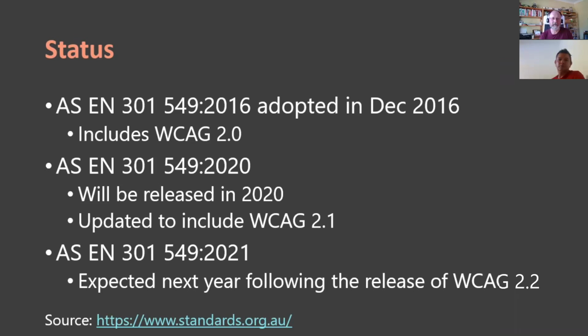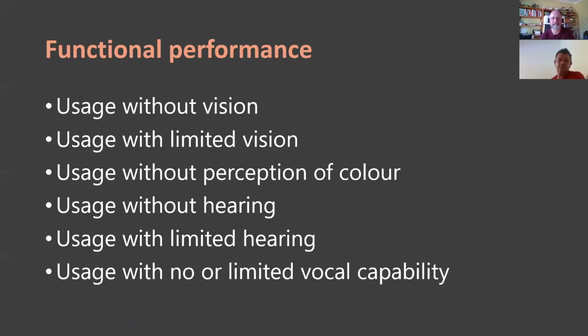We're in the process of releasing a version 2020, which has been updated in Europe to include WCAG 2.1. That should be released at the end of this month or very early in December on the current timeframes that Standards Australia are talking about. And we can expect to see an AS/EN 301-549-2021 here in Australia because Europe is looking at yet another release following the release of WCAG 2.2 in the first half of next year. So probably in the second half of next year we'll see another update.